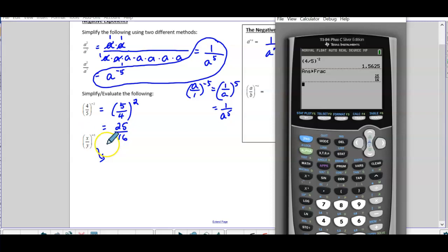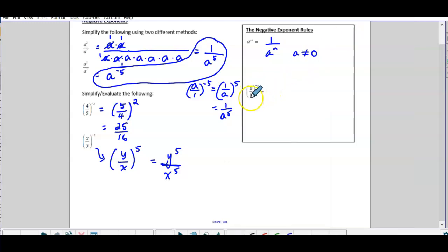So this is to the negative 5, so we need to take the reciprocal, positive 5, and then just get rid of the brackets. So y to the 5th over x to the 5th. All right, so that is negative exponents. To summarize, with a fraction there, we want to flip it and change the sign.